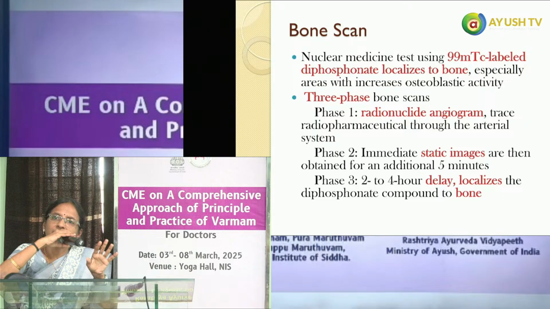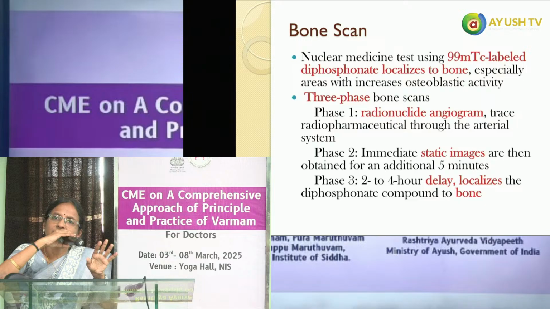ஸோ இந்த ட்ரேசர் இன்ஜெக்ட் பண்ணதுக்கு அப்புறம் இது எங்கெல்லாம் போன்ஸ் இருக்குதோ அங்கெல்லாம் போய் இந்த ட்ரேசர் லோக்கலைஸ் ஆகிடும், யூனிஃபார்மாக இருக்கும். அண்ட் எங்கெல்லாம் ஆஸ்டியோபிளாஸ்டிக் ஆக்டிவிட்டி அதிகமாக இருக்கோ அங்கெல்லாம் ஜாஸ்தியாக போய் இந்த ட்ரேசர் வந்து it will get settled there. ஸோ இதை வந்து 3 phases எடுப்பாங்க.